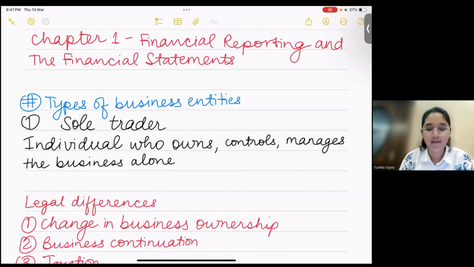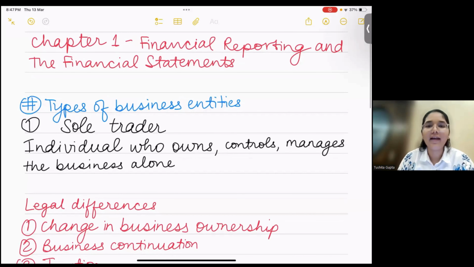The name of your chapter, as you can see in front of you, is financial reporting and the financial statements. So here you're going to get an introduction to what FA is, financial accounting. Financial accounting and financial reporting are synonymous terms, but they have some differences.